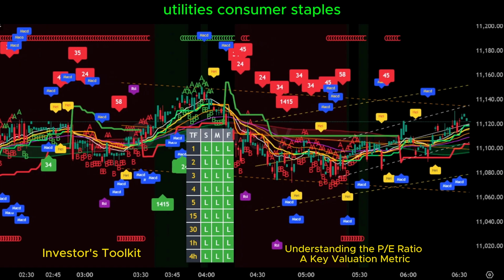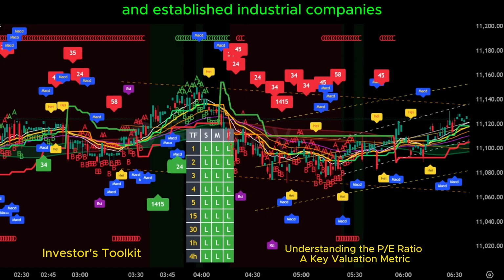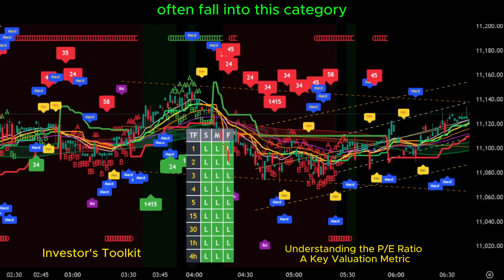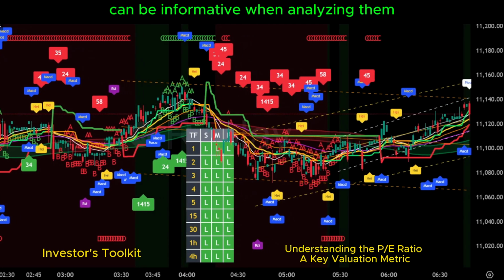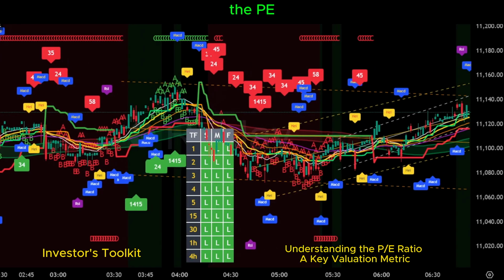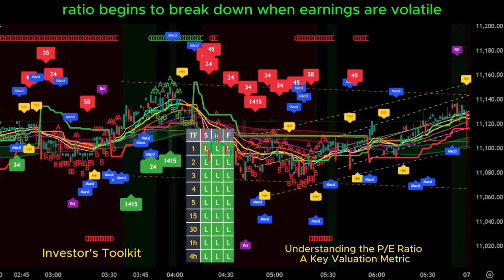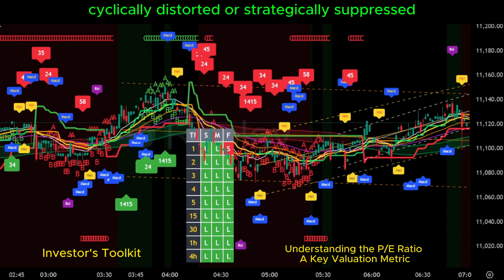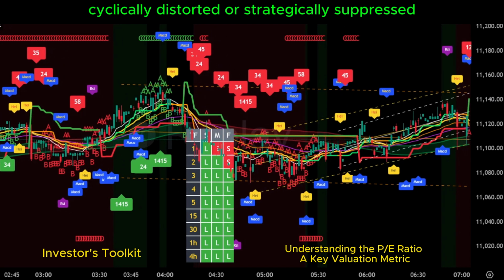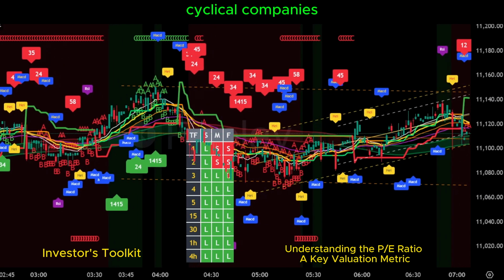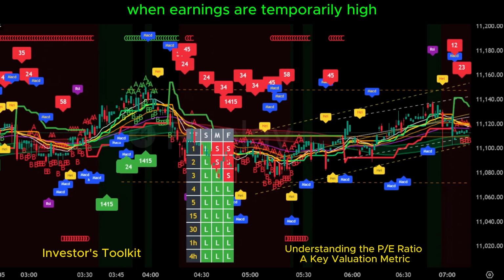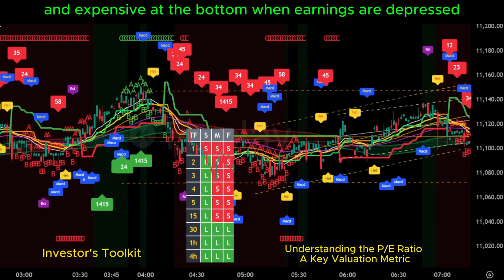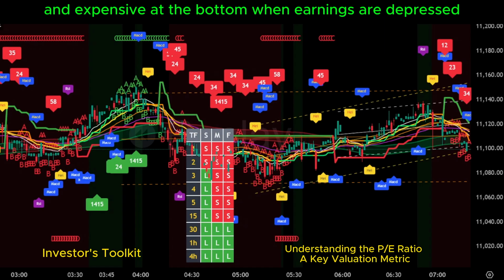Utilities, consumer staples, and established industrial companies often fall into this category, which is why historical PE ranges can be informative when analyzing them. The PE ratio begins to break down when earnings are volatile, cyclically distorted, or strategically suppressed. Cyclical companies may appear cheap at the top of the cycle when earnings are temporarily high and expensive at the bottom when earnings are depressed.